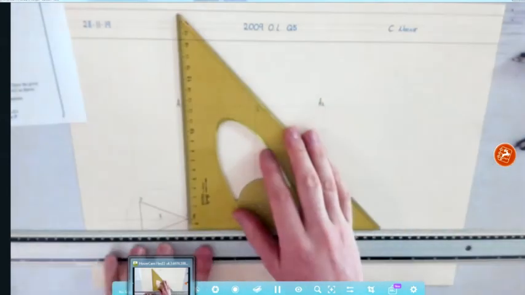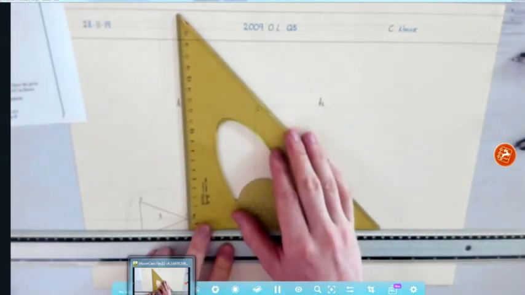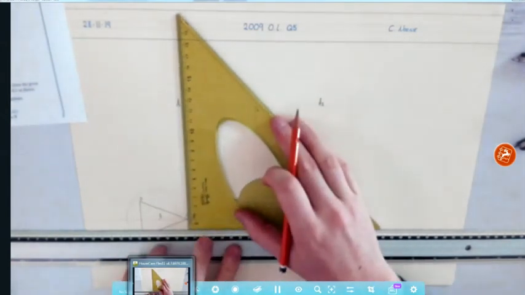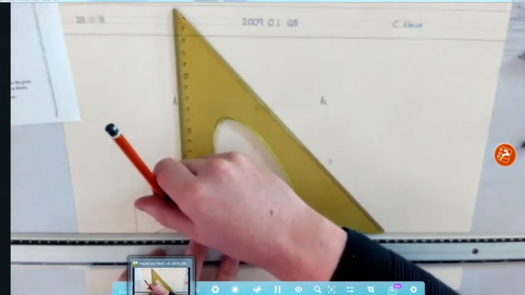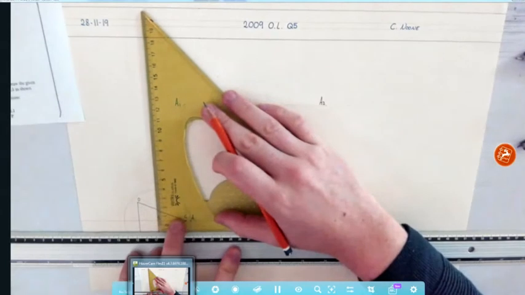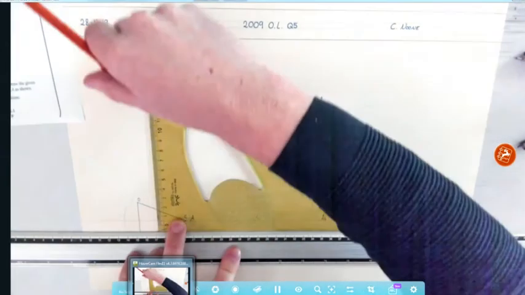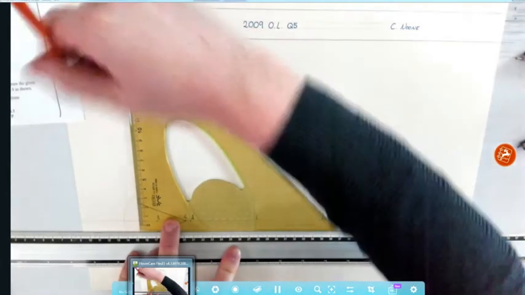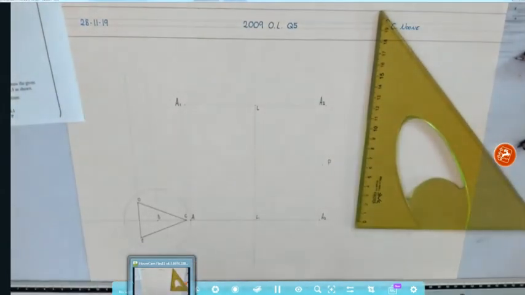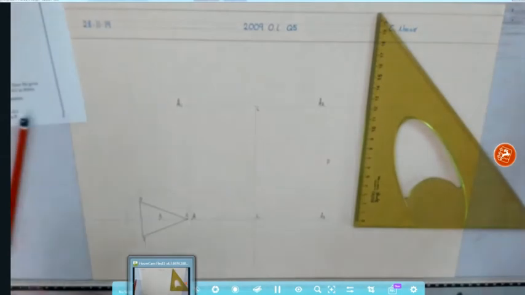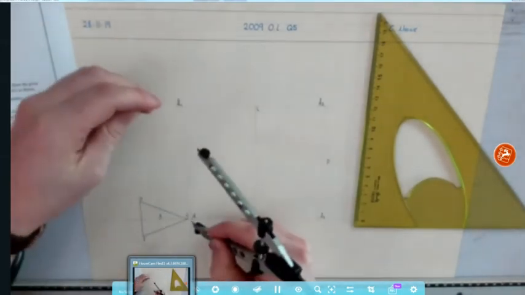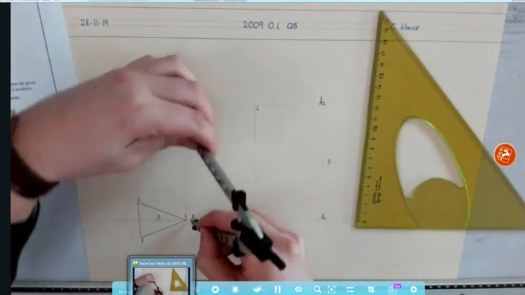So what I'm going to do is send construction lines straight up. Okay, so they are all going parallel to this line A1. Okay, so I have 1, 2, 3, 4 construction lines going up. I need to open my compass now, A to A1.